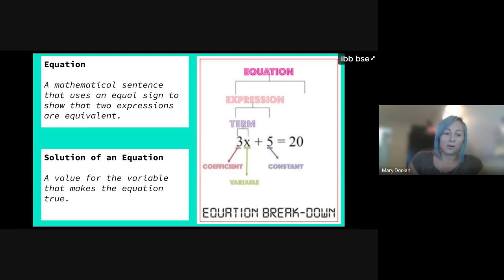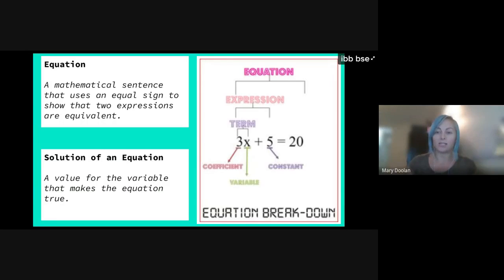An equation is a mathematical sentence that uses an equal sign to show that two expressions are equivalent. And a solution of an equation is a value for the variable that makes the equation true. Now, if we have an equation like 3x plus 5 equals 20, there's vocabulary to refer to different parts of the equation, and that's what this little diagram is showing us. So the entire thing, both the left and right hand expressions with the equal sign in the middle, the whole thing is called the equation.